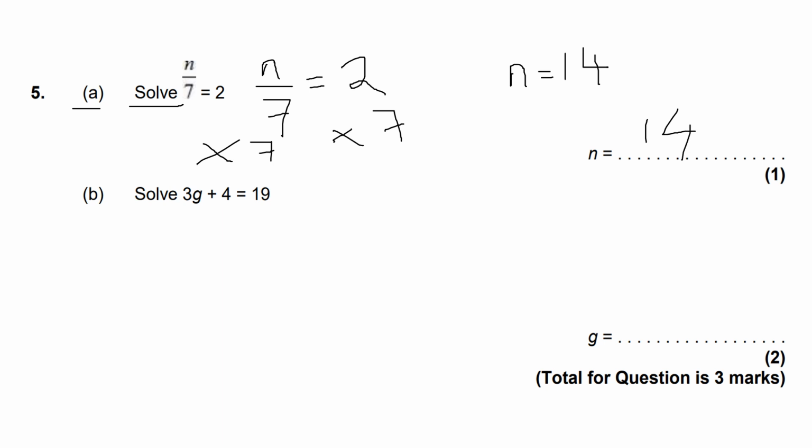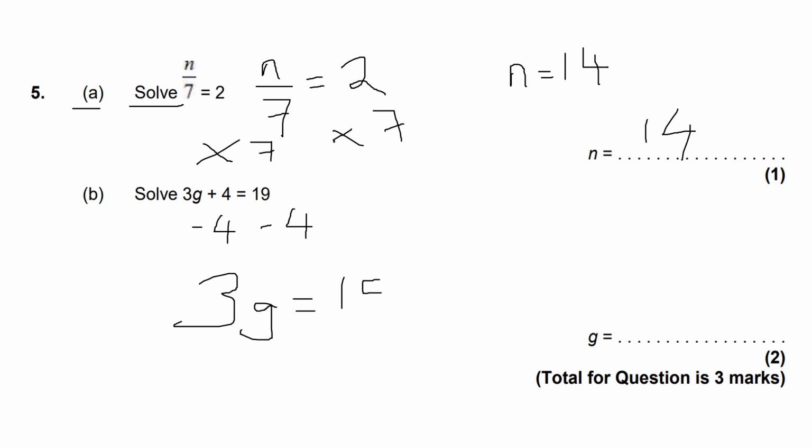Part B, solve 3g plus 4 equals 19. Step 1, I'm going to subtract 4 on both sides, balancing each side respectively. You have 3g is equal to 15, since 19 take 4 is 15.